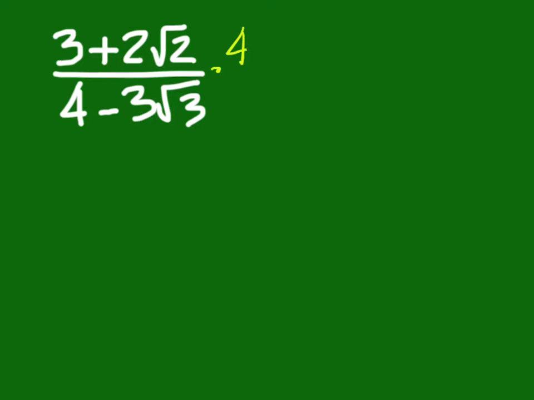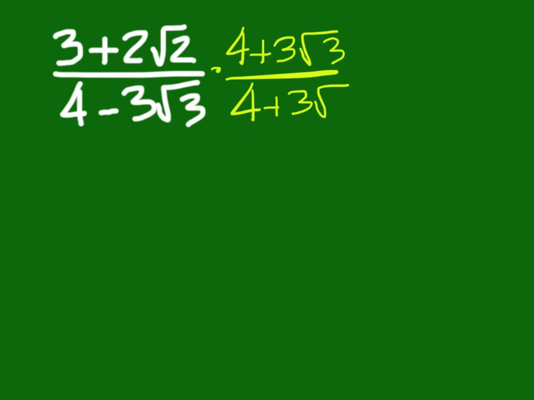Multiply the top and the bottom by 4 plus 3 square root of 3 over 4 plus 3 square root of 3. And then when you multiply the top, remember you're multiplying 3 by 4 first, and that will give you 12. Then it is 3 times 3 square root of 3. That would be 9 square root of 3.